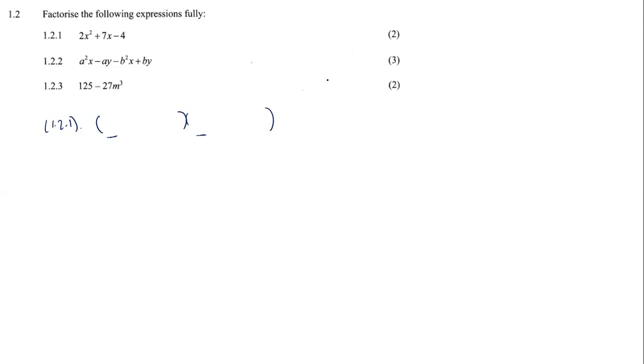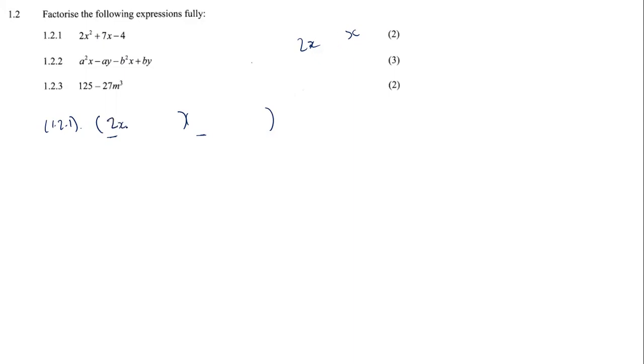What are the factors of 2x squared? There are only 2. It's going to be 2x and x. So these two are the factors of 2x squared, because when we multiply them, they will take us back to 2x squared. There are no other factors that we can use besides these.